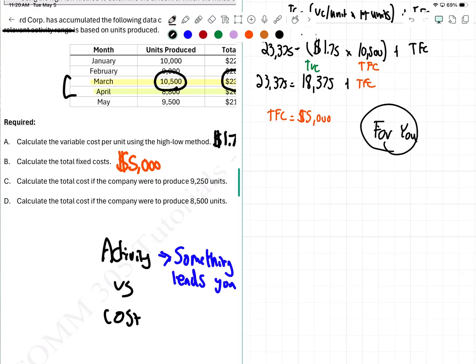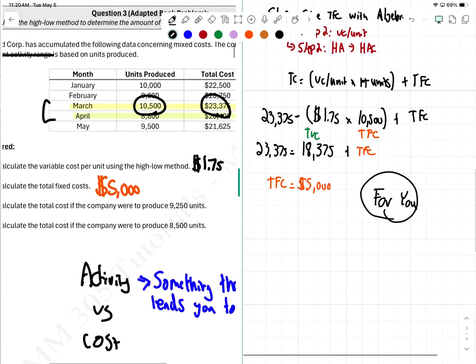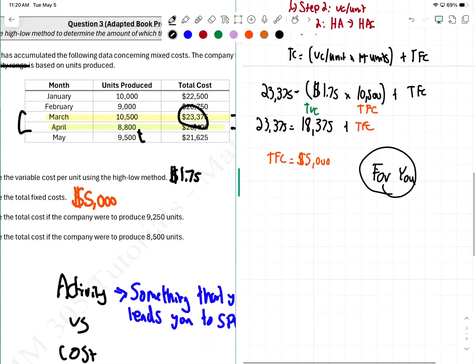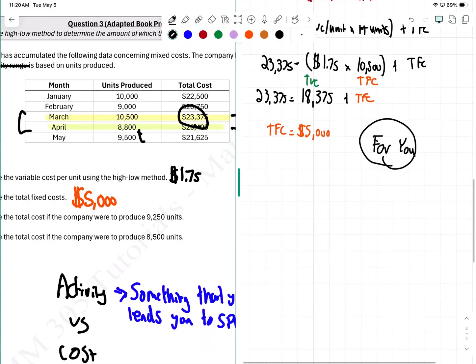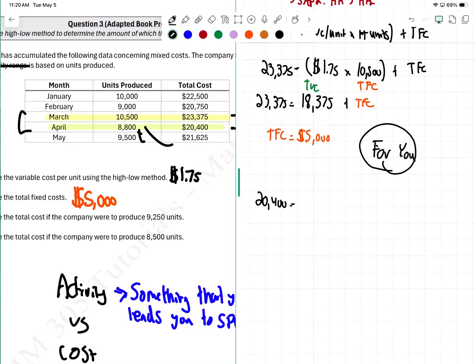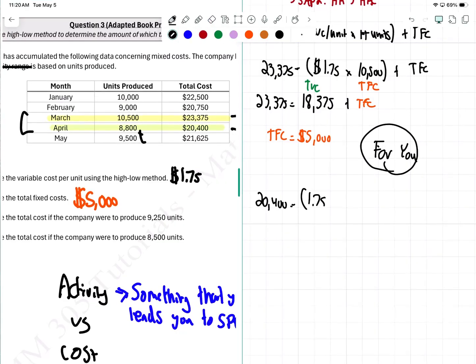Solve for the fixed cost with the lowest activity, and you should get the same number. So do the total cost equation, 20,400. Because that's the lowest, that's the cost at the lowest level of activity. Your VC per unit is 1.75. You have 8,800 here. So what is your total fixed cost?